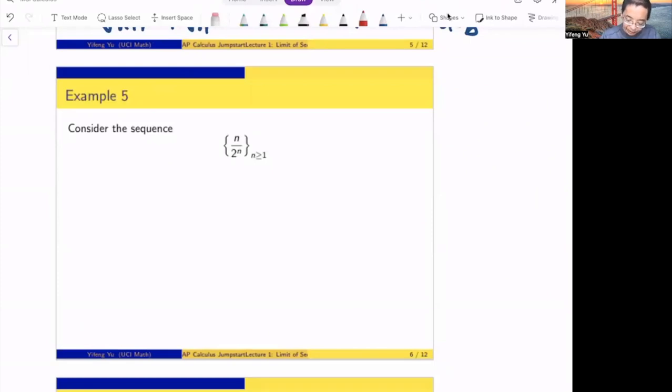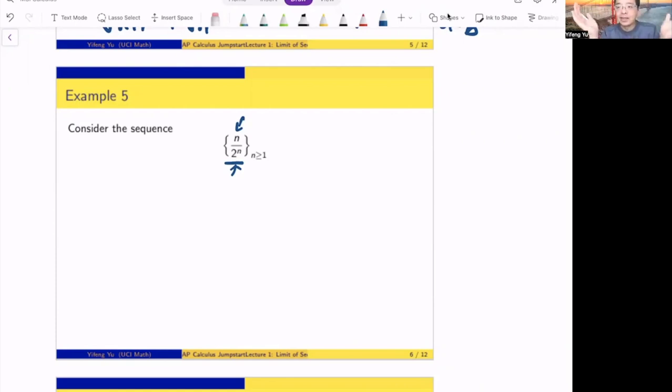Example five. Here we have the sequence n over 2 to the n. The numerator is n, and the denominator is the exponential 2 to the n. And again, we want to find the long-term behavior of the sequence. In other words, we want to see where the sequence will go when n gets larger and larger.